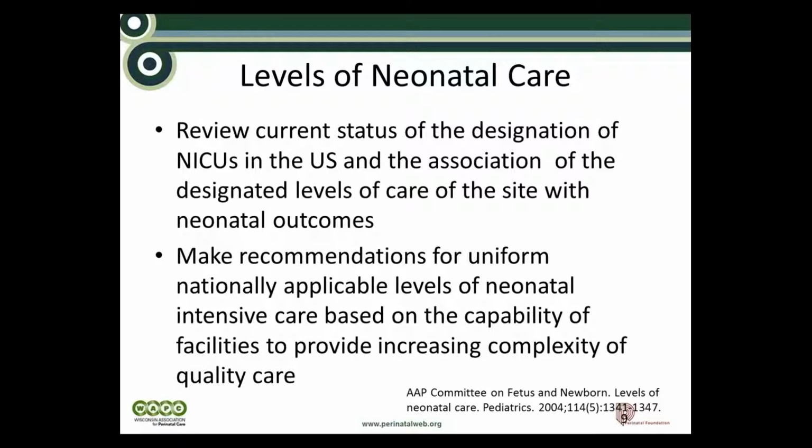Then the second thing was making recommendations for uniform, nationally applicable levels of neonatal intensive care based on the capability of facilities to provide increasing complexity of quality of care. Now, as I said, the first demonstrates the explicit need for outcomes, while the second strongly recommends standards by which all neonatal units could be measured and compared. Now, taking these objectives together, this statement sought to define the standards and obligations of units providing neonatal care.